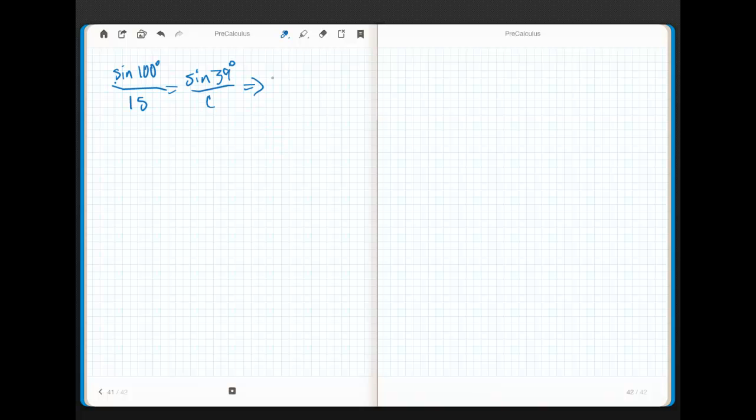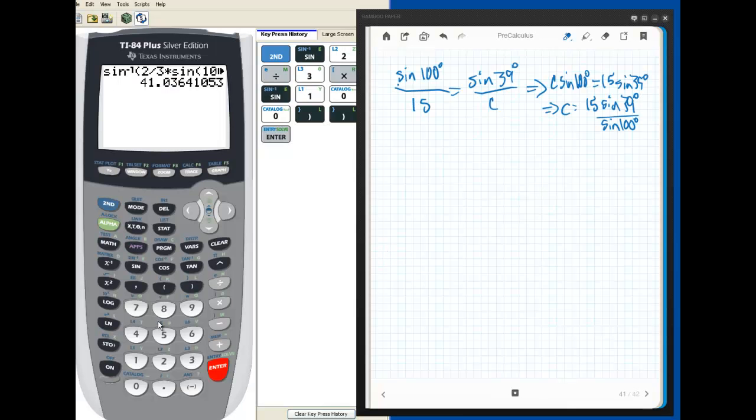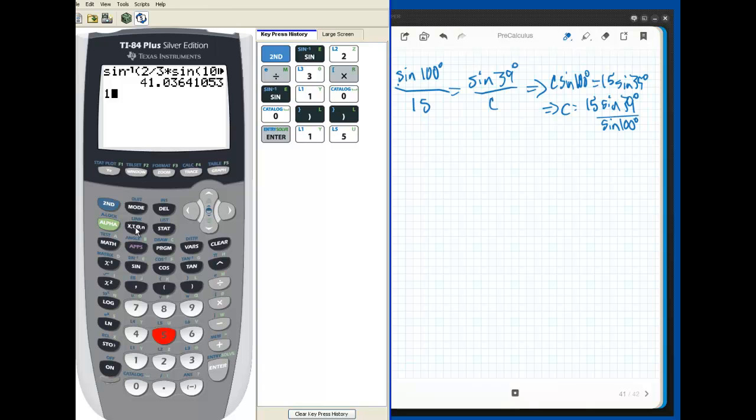In a puff of algebra, I get C sine of 100 degrees equals 15 sine of 39 degrees, which implies that C equals 15 sine 39 degrees divided by sine of 100 degrees. And guess what? We're off to the races. So all I got to do is go 15 sine 39.